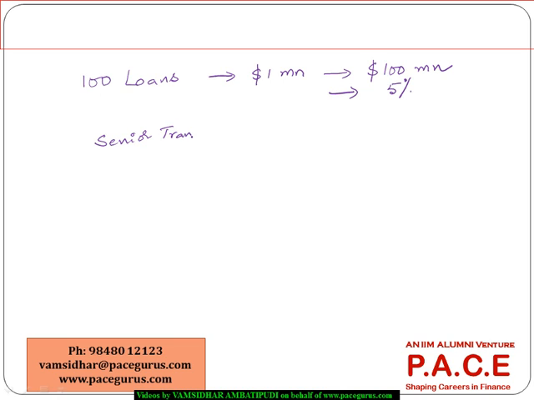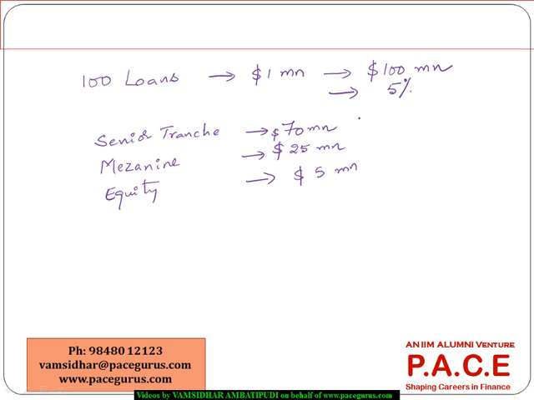Based on this, we have created a senior tranche, let's say for 70 million, and a mezzanine tranche for 25 million, and an equity tranche for the remaining 5 million. Alright, and on the senior tranche, let's say I am paying 3% interest. On the mezzanine tranche, let's say I am paying 8% interest.